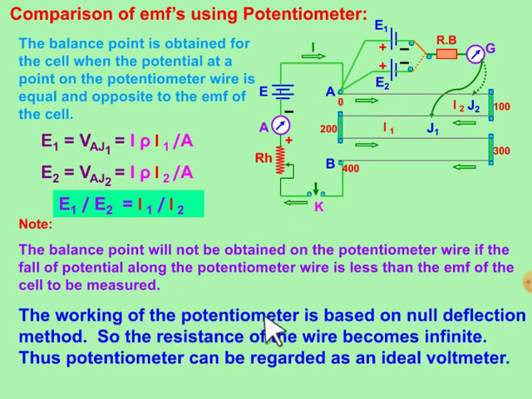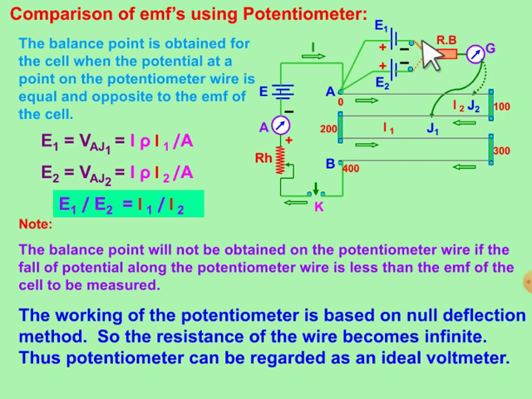The working of the potentiometer is based on the null deflection method. That means null point finding. Null deflection method means no deflection method. Got it? So the resistance of the wire becomes infinite. Then the potentiometer can be regarded as an ideal voltmeter. In the case of a voltmeter, what happens? There is some resistance of the galvanometer. Your voltmeter is rather a galvanometer.